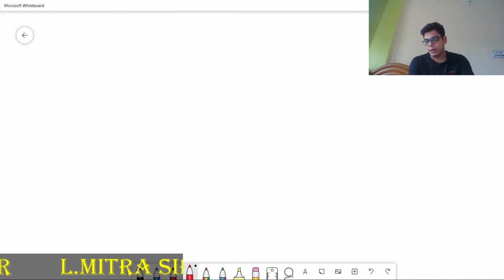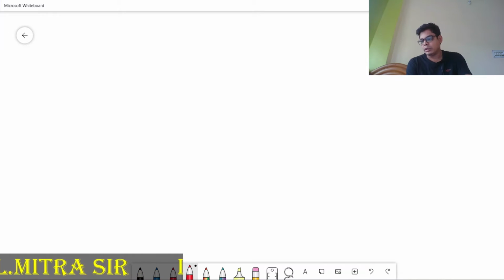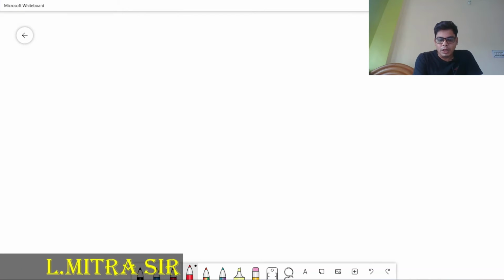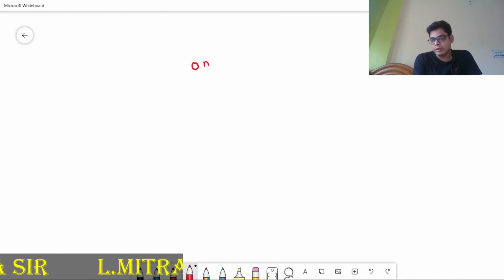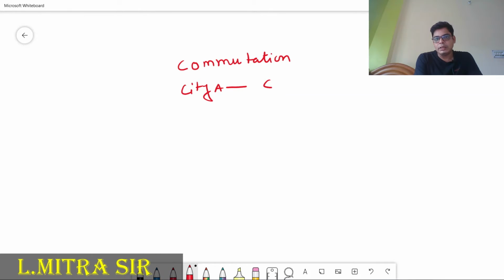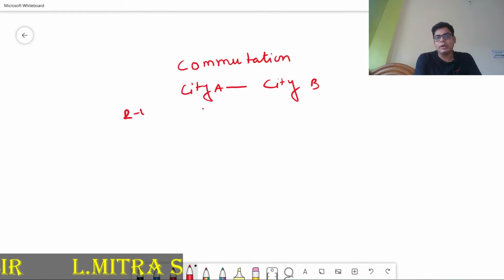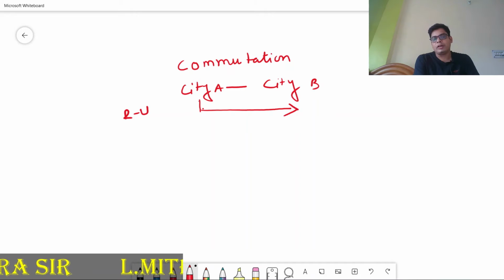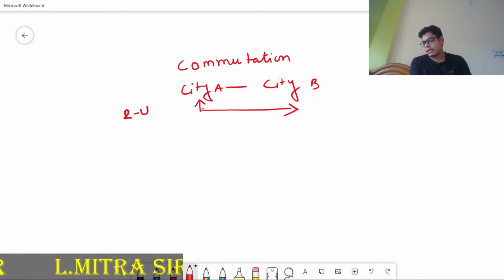Age structure also. Commutation includes the movement of people between two cities, meaning from one area to another. Consider one city, city A, and city B. People move from city A to city B. This is not rural to urban movement; it is movement from one city to another city, due to work or employment. So this is considered commutation.